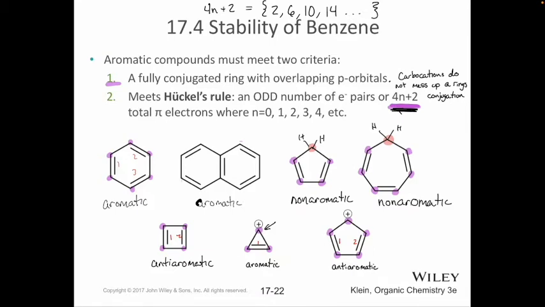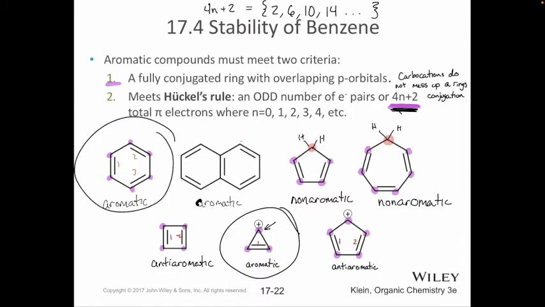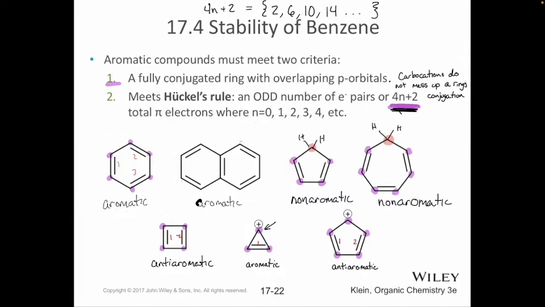Either 2 electrons, as in this case, would be aromatic. 6 electrons, as in this case, would be aromatic. 10 electrons, as in this case, would be aromatic, right? So you can either talk in electron pairs or total number of electrons. They're one and the same. All right, so now we've got to complicate things a little bit here.